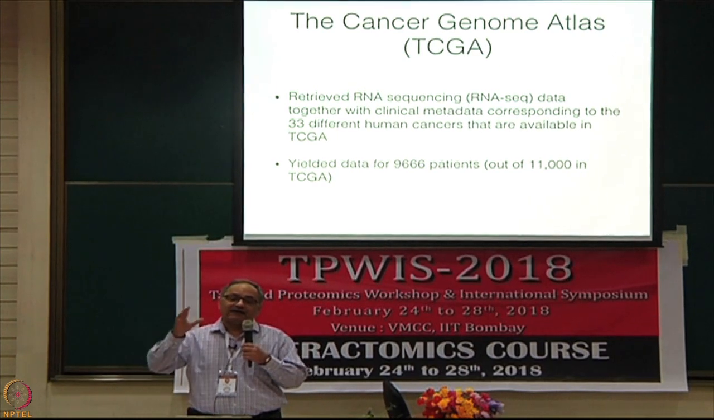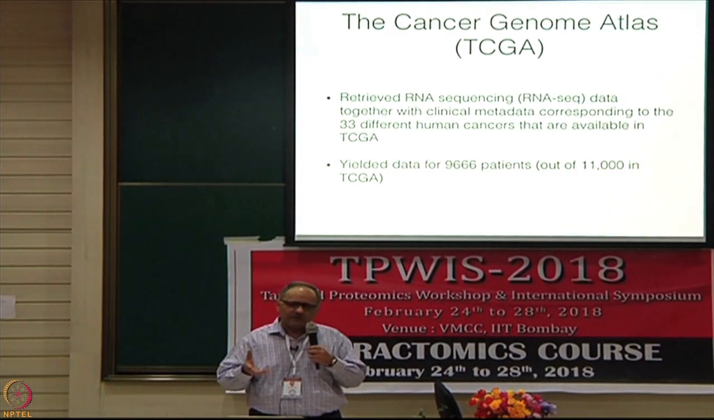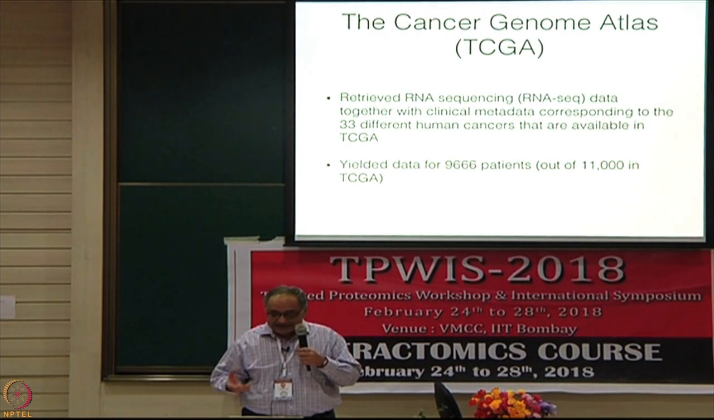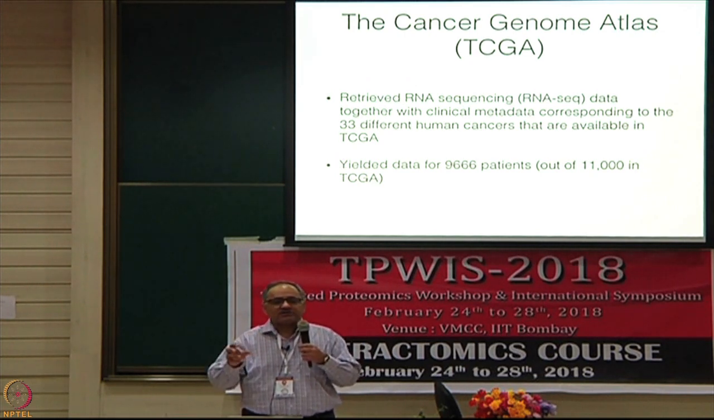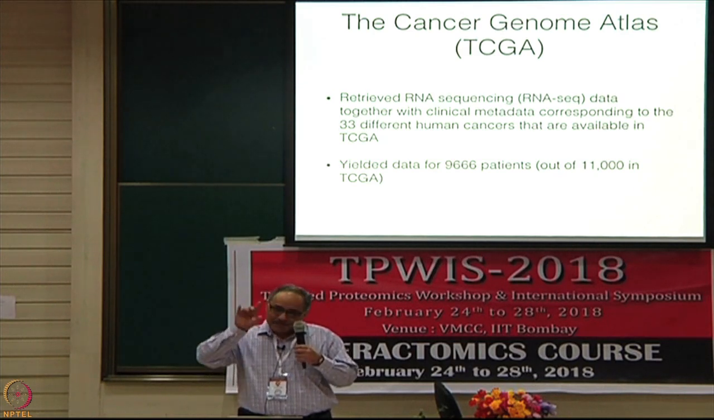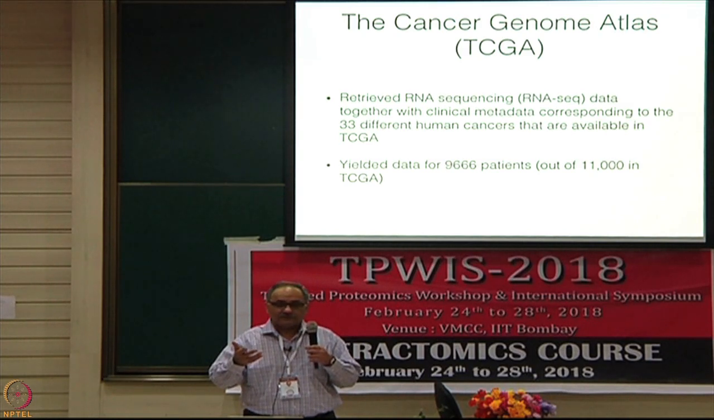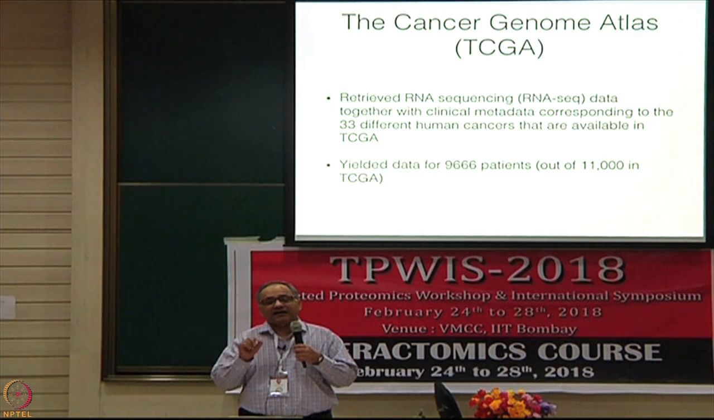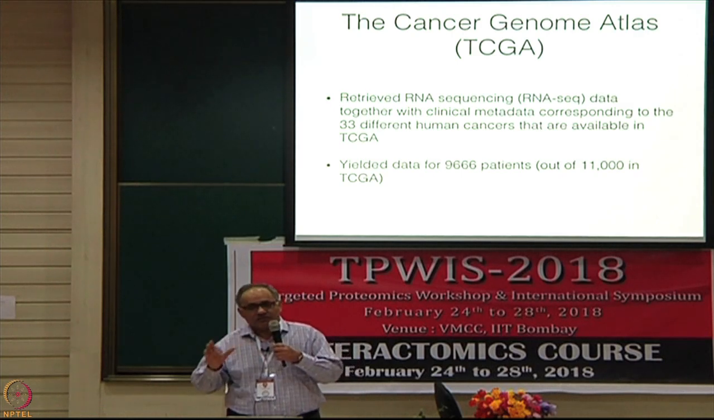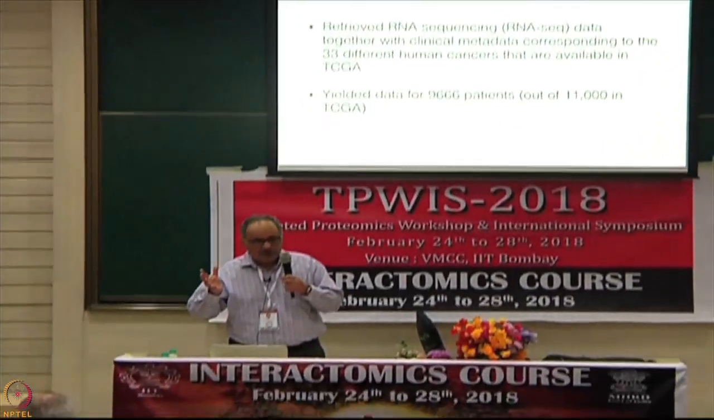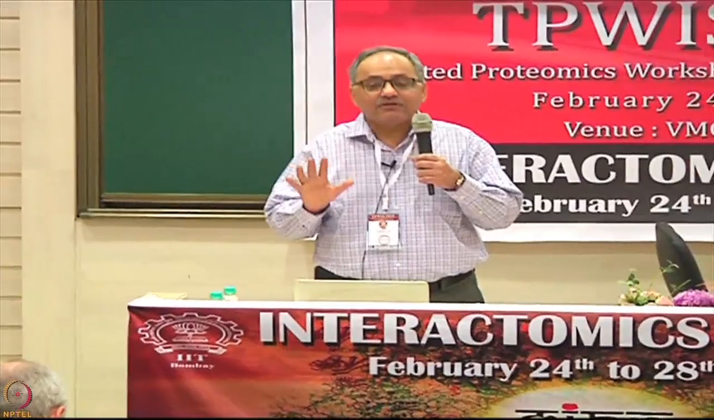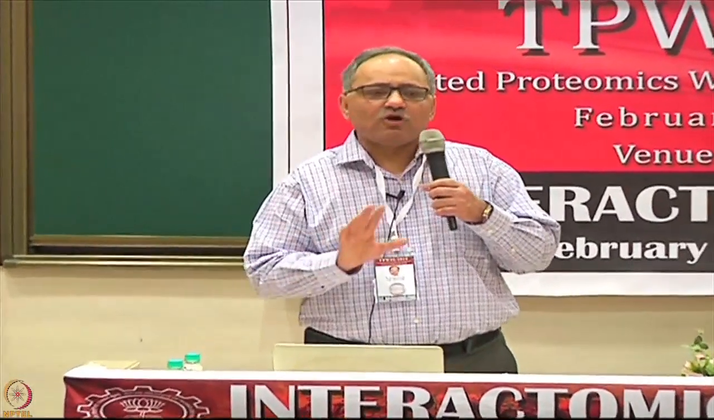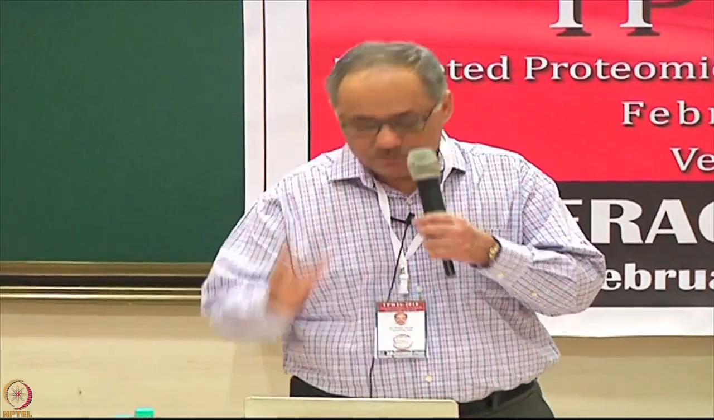At this time of big data, there are a lot of resources, and the Protein Atlas is one of them, with a lot of big data. And The Cancer Genome Atlas is another place with high amounts of data. Can you combine resources and produce a product that is beneficial or gives us a better answer? It was with that thought that the RNA sequencing data with the clinical metadata, which means the survival and how the patient did, was derived from The Cancer Genome Atlas. We got data out of a total of 11,000 patients for about 9,600 patients, which was the study pool.